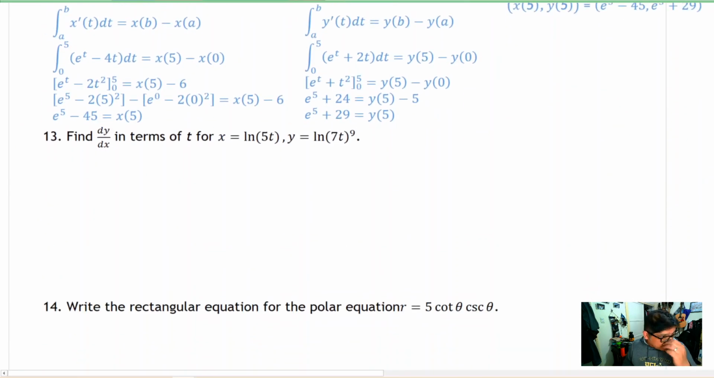Let's get to 13. Find the derivative in terms of t for x of t. X equals natural log of 5t, and y equals natural log of the 9th power of 7t. Now, I've talked about this a few times, but whenever I see these natural log functions, and I know I'm going to have to take a derivative, it's a good idea to simplify them first.